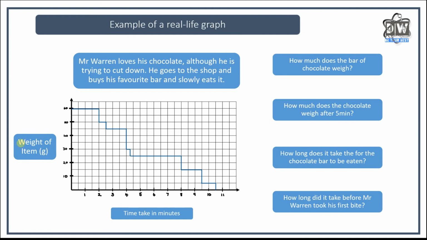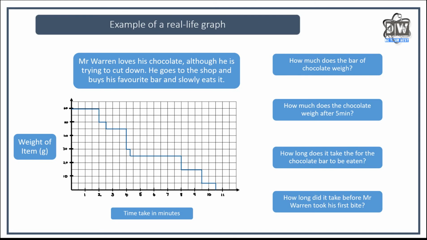This is the weight of the item, and remember each of these is worth how much? So 5, 10. So again we've got 5 grams each line. This is time in minutes, so each of these is worth half a minute, which is quite important as we go through. So the graph starts at 0, 0 and goes up to 11 minutes and goes up to 60 grams.